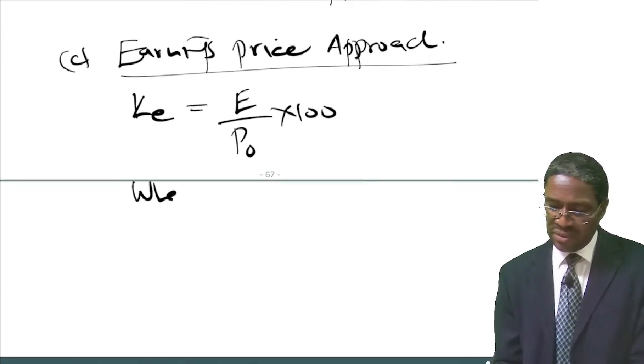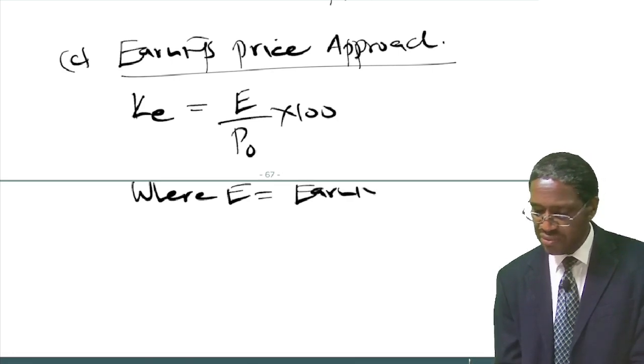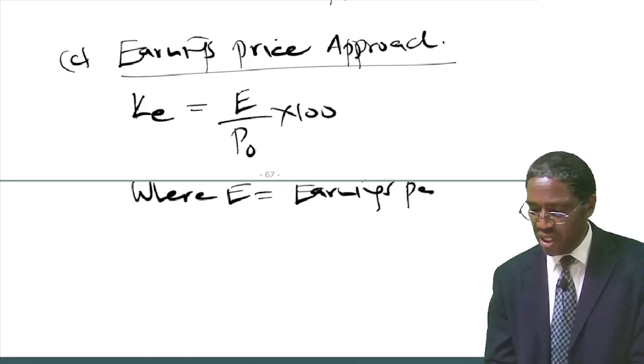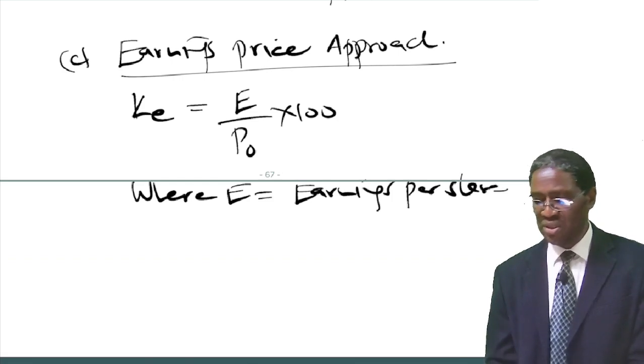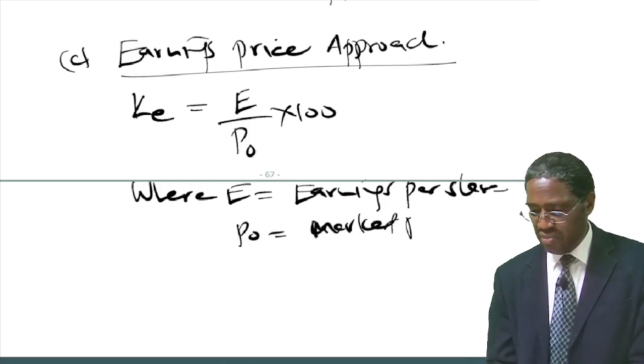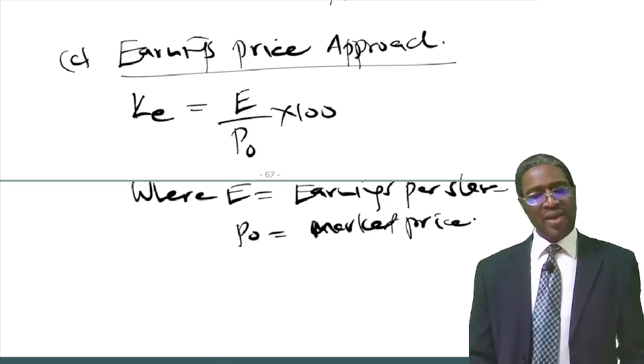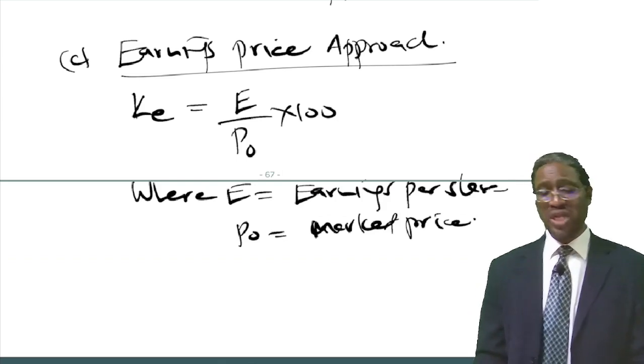Where E equals earnings per share, and of course, you know P0 is the market price. Good. That is it for the ordinary shares.